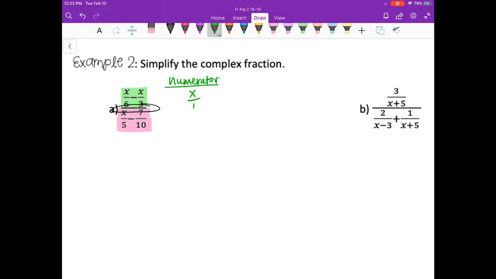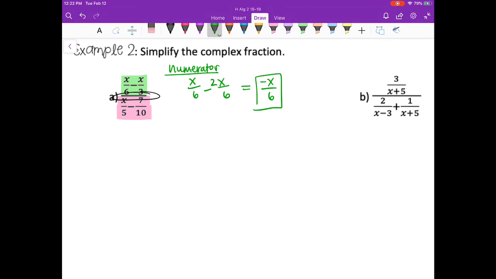So our numerator alone, if I have x over 6 minus x over 3, this is pretty easy to get a common denominator. Our LCD would just be 6. So then I change that second fraction into 2x over 6, right? So then I have x over 6 minus 2x over 6. I have negative x over 6. There's my numerator. Ta-da!